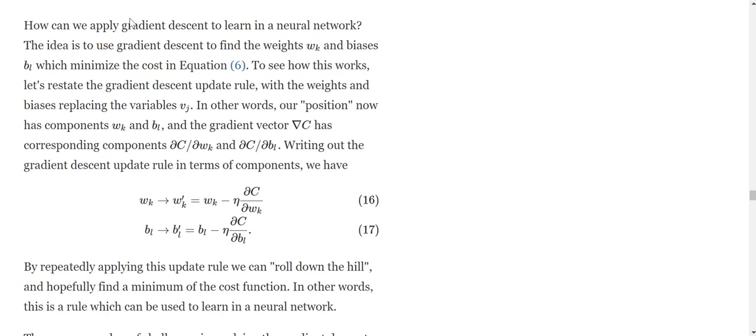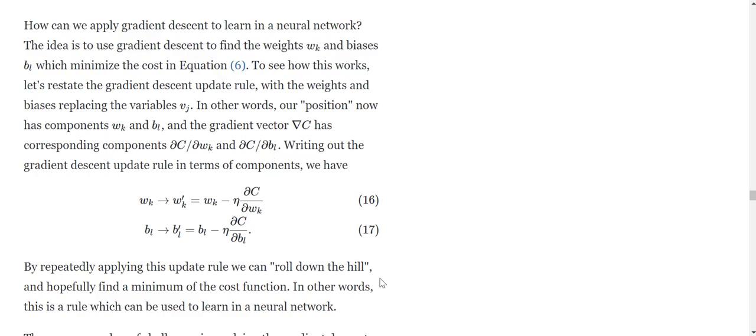So, how can we apply gradient descent to learn in neural networks? The idea is to use gradient descent to find the weights Wk and biases Bl which minimize the cost. To see how this works, we'll reinstate the gradient descent update rule with the weights and biases replacing the variables Vj. In other words, our position now has components Wk and Bl, and the gradient of C has corresponding components the partial derivative of C with respect to Wk and the partial derivative of C with respect to Bl.